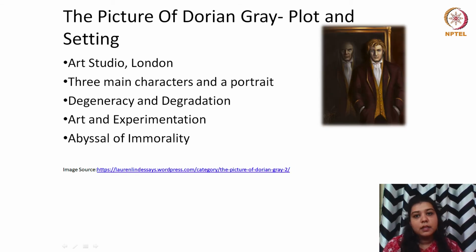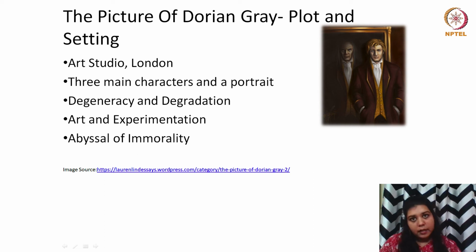The novel begins in an art studio in London, and eventually it becomes clear that it will revolve around three characters: Basil Hallward, the artist, Lord Henry Wotton, the evil influencer, and Dorian Gray, the protagonist. The aesthetically chiseled structure of this novel imbibes deeper layers of semantics. The ideas of degeneracy and degradation are very well explained through the character of Dorian Gray as well as through the descriptions of London.